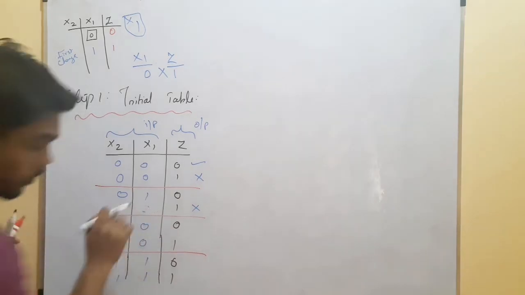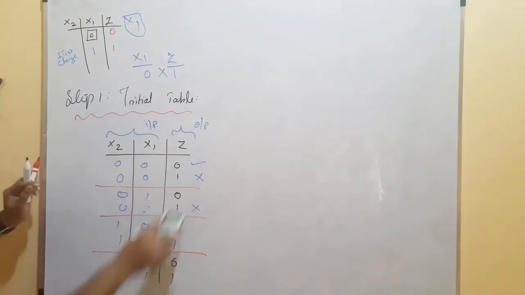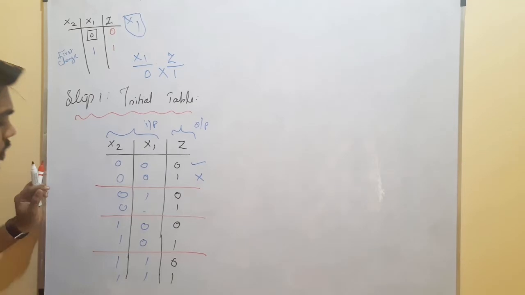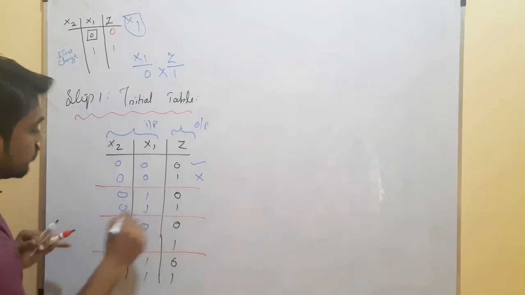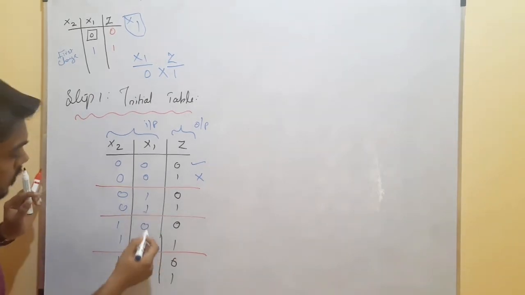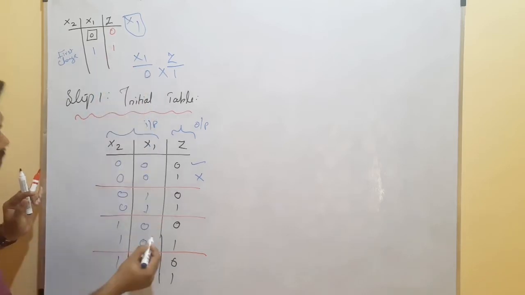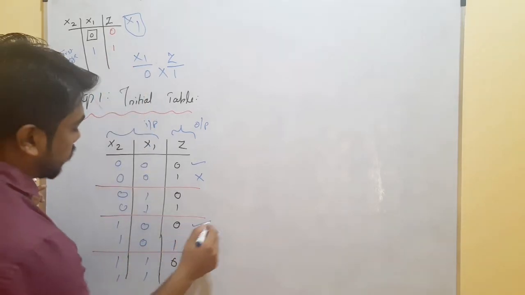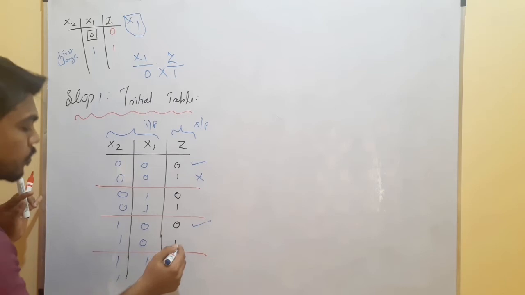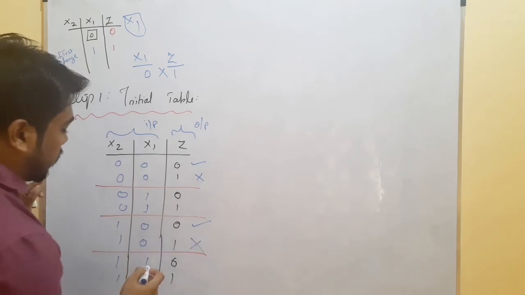Sorry, I made a small mistake over here. This one is 0, 1. So it's not 0. X1 is 0, it should be 0. It's okay. X1 is 0, it should not be 1. It's wrong.